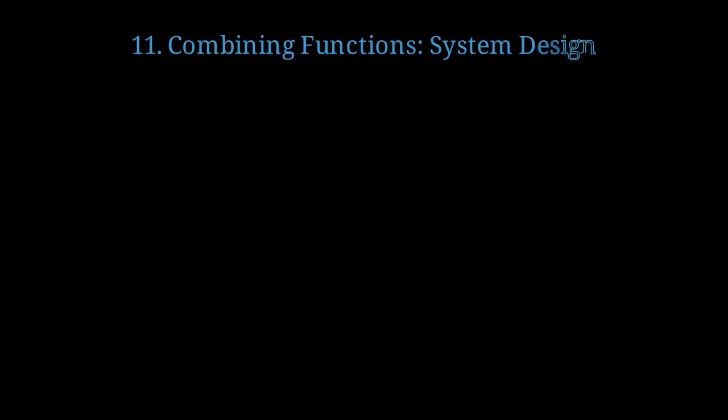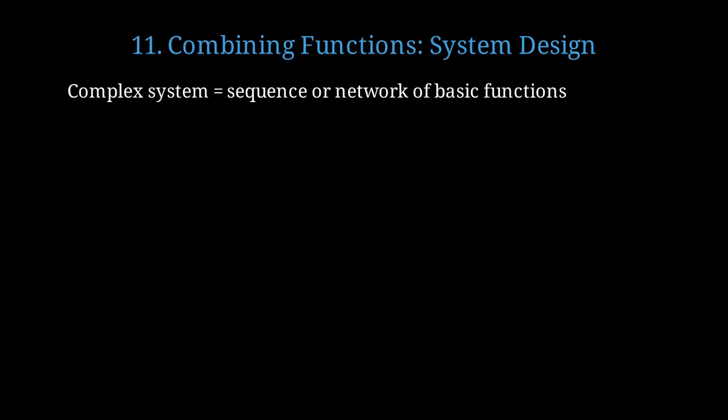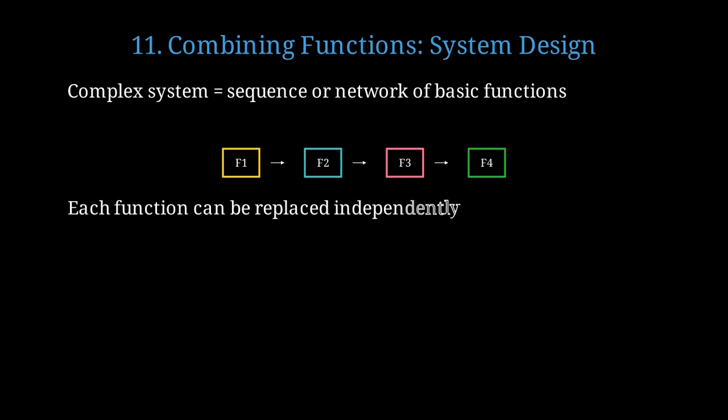Real systems combine multiple functions, creating rich possibilities for innovation. A complex system is essentially a sequence or network of basic functions connected together. Functions chain together in sequence, with the output of one becoming the input to the next. The power of this approach is that each function can be replaced with alternative physics independently of the others.